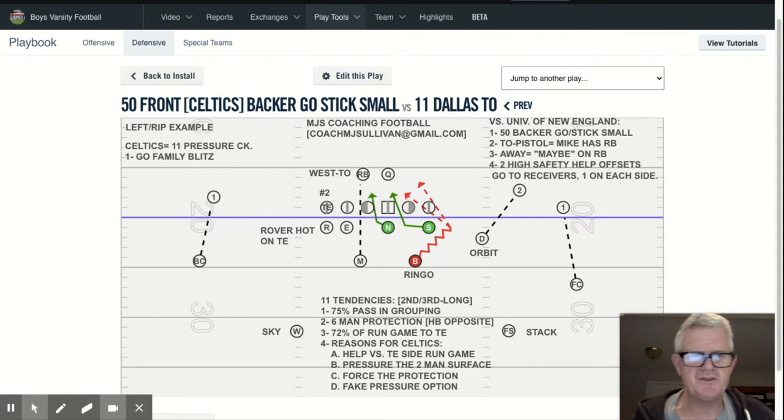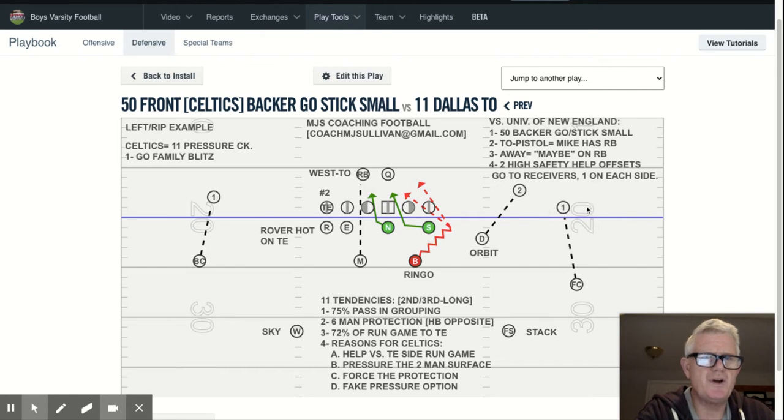Okay, so I'm going to start off here in the top left corner. Celtics: 11 personnel, one back, one tight end, pressure check, which means it's a Go family blitz. The Celtics are a fast break, go basketball team, one of the major four New England professional sports franchises. That's why we picked Celtics for the Go.